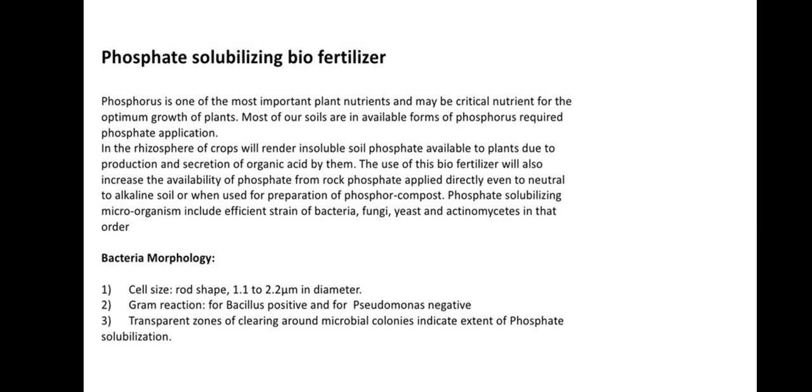Phosphate solubilizing biofertilizer. Phosphorus is one of the most important plant nutrients and may be a critical nutrient for the optimum growth of plants. Most soils require phosphate application. In the rhizosphere of the crops, these organisms render insoluble soil phosphate available to the plants due to the production and secretion of organic acids by them. The use of these biofertilizers will also increase the availability of phosphate from the rock phosphate applied directly, even to neutral to alkaline soils, or when used for the preparation of phosphocompost. Phosphate solubilizing microorganisms include efficient strains of bacteria, fungi, yeast, actinomycetes in this order.